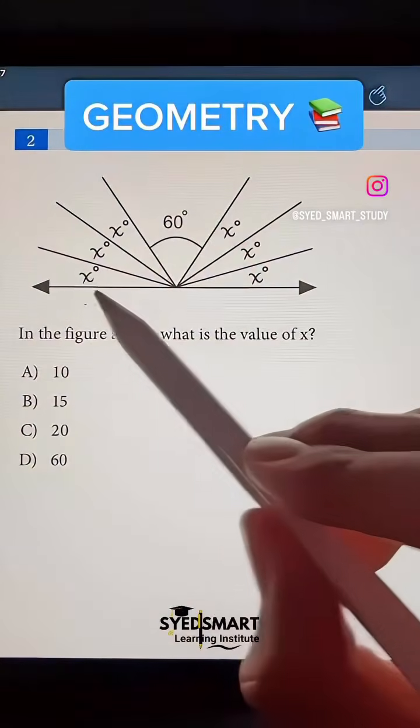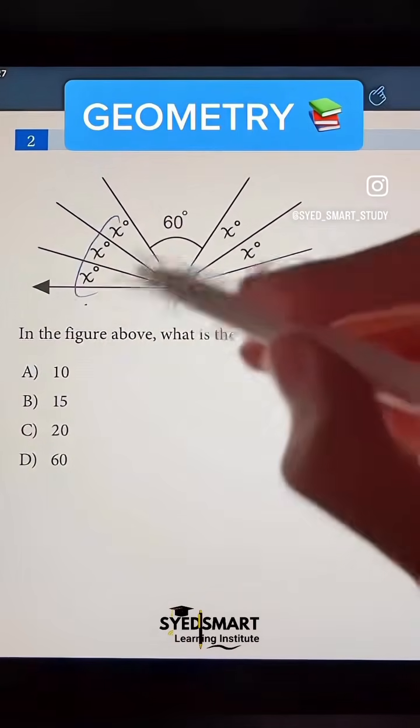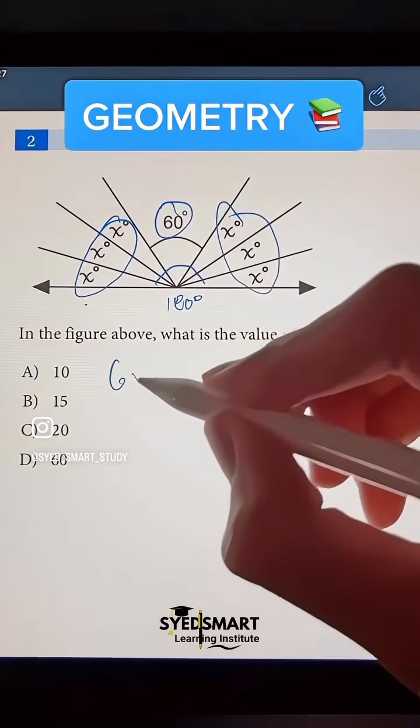So since this is a straight line, that means that all of the angles are going to add up to 180 degrees. So that means that these x's and the 60 is going to add up to 180 degrees. So there's 6 x's, so that's 6x.